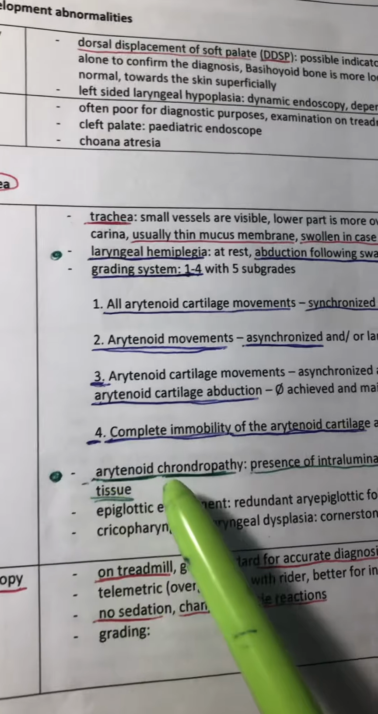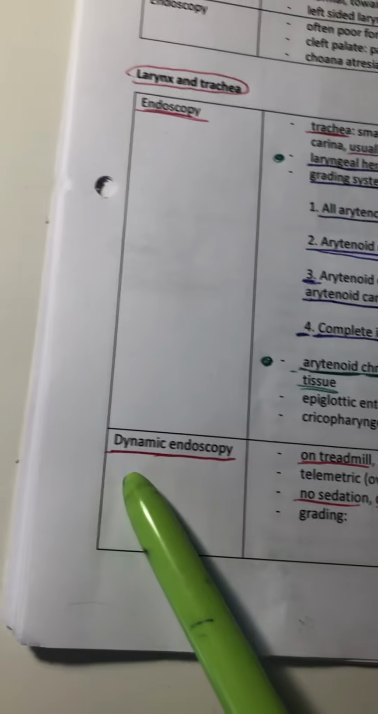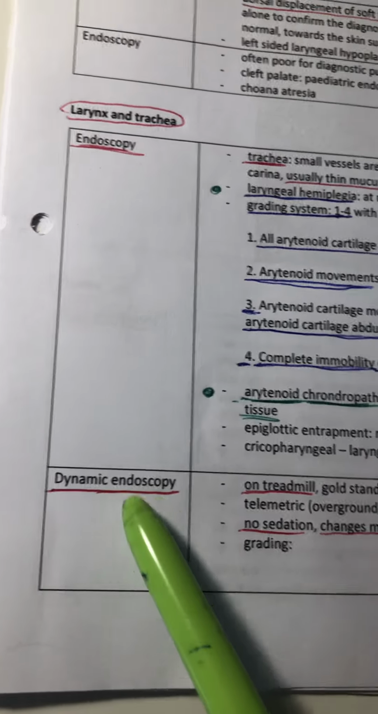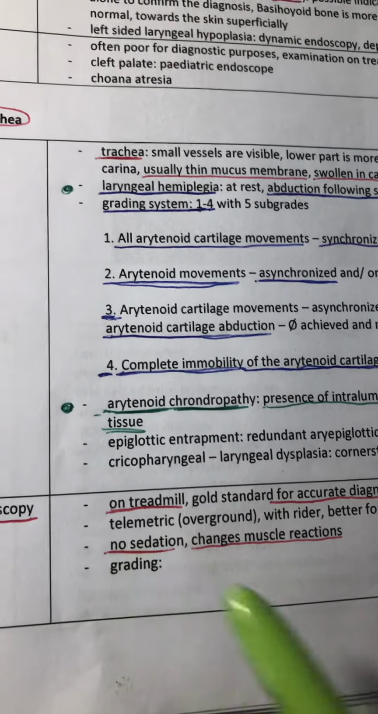And then arytenoid chondropathy, this is the presence of intraluminal projections of granulation tissue. And you can use dynamic endoscopy on the treadmill for accurate diagnosis. There's no sedation as this changes the muscle reactions. And there's a grading system.